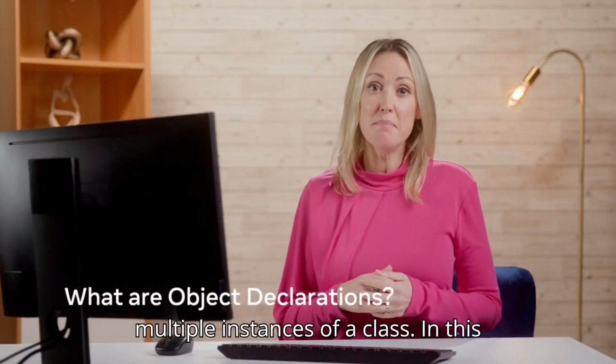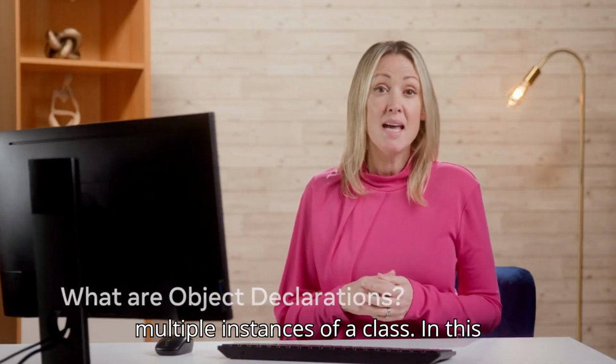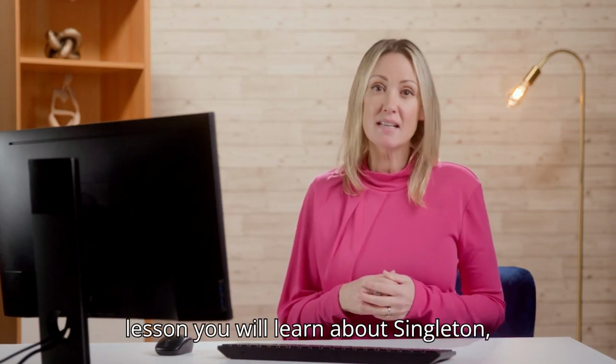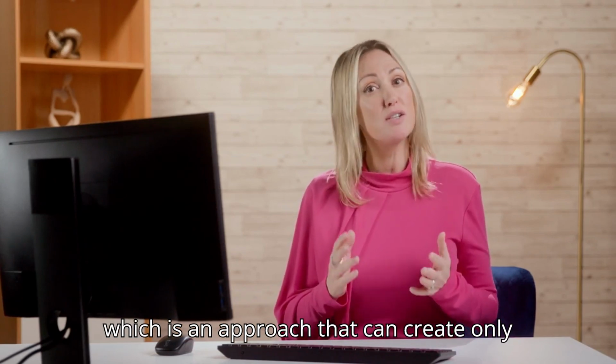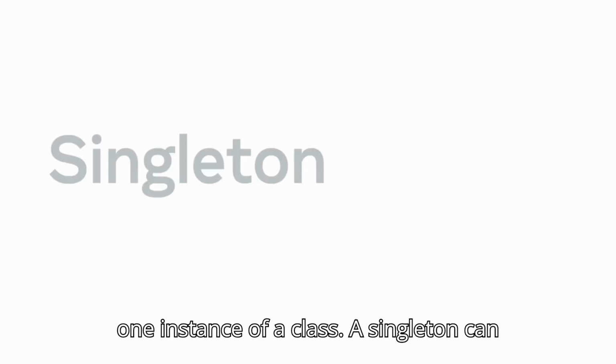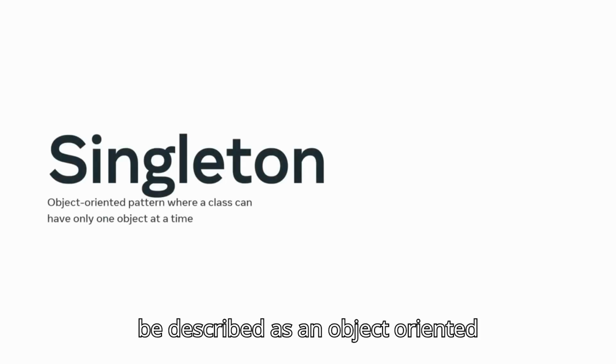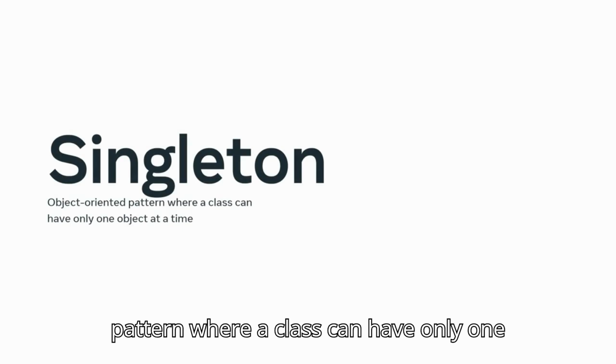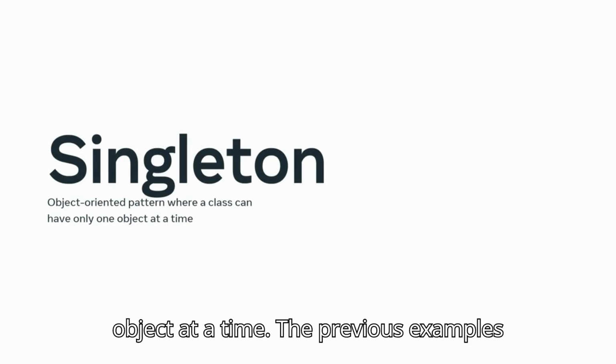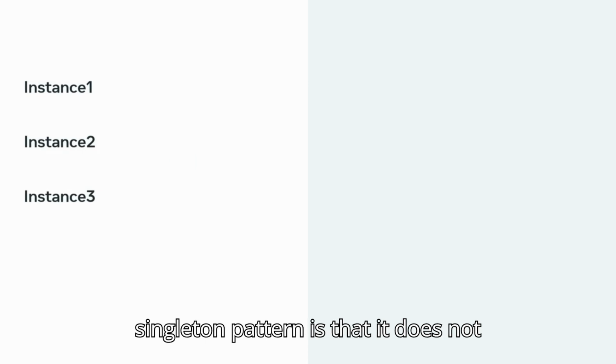Previously, you learned how to create multiple instances of a class. In this lesson, you will learn about singleton, which is an approach that can create only one instance of a class. A singleton can be described as an object-oriented pattern where a class can have only one object at a time. The previous examples you worked on were able to create multiple instances.